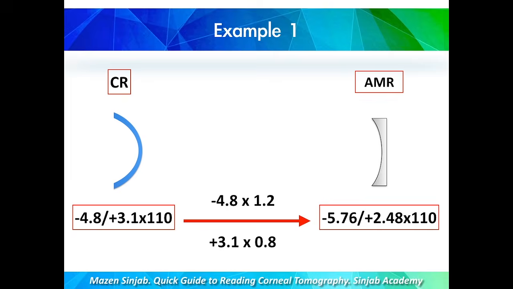Now I'm going to translate this corneal refraction into assumed manifest refraction by multiplying the sphere by 1.2 and the cylinder by 0.8. So the patient has assumed manifest refraction minus 5.76 plus 2.48 at 110.